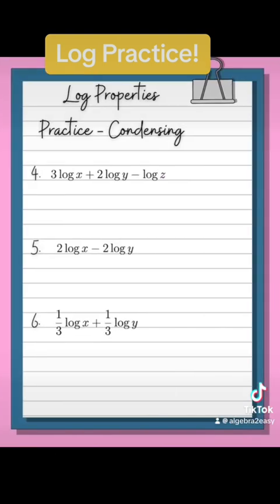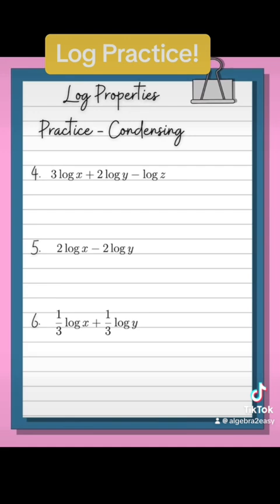Now let's do the opposite. Instead of expanding, we're going to condense. So we're going to use all the properties, but in reverse. Let's take a look at number 4. 3 log x plus 2 log y minus log z. Now in the last examples, when we're expanding, the exponent was the last thing that moved. When you're condensing, it's the first thing that moves.